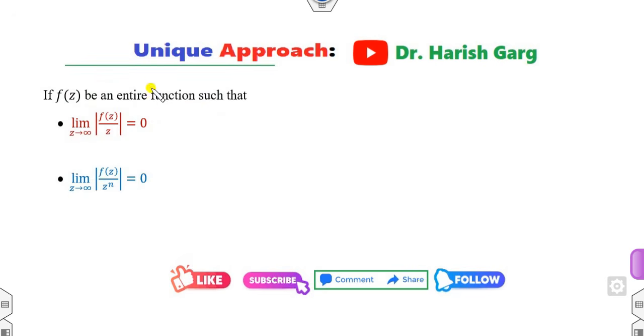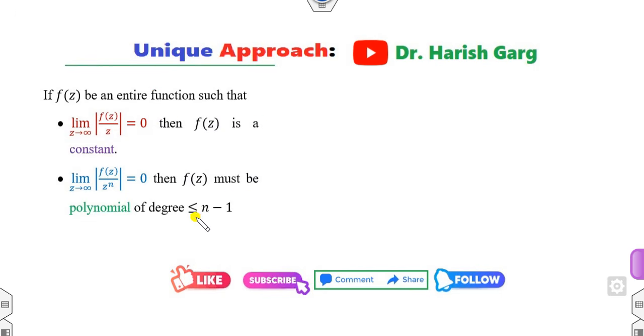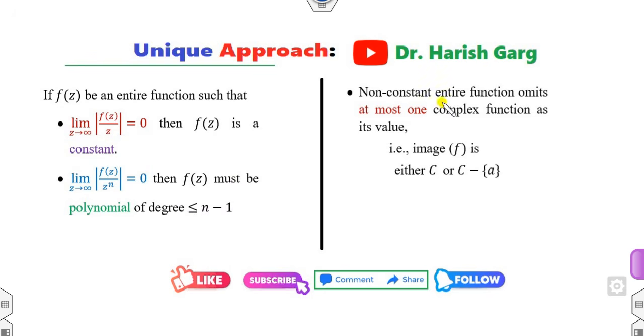Another important result is if you have an entire function f such that f of z divided by z or z raised to power n is bounded, then you can say the function is constant in the first case. In the other case, the function is a polynomial of degree less than or equal to n minus 1. Clearly in this case, what is n? n is 1. If you compare, then 1 minus 1 is 0. That's a constant function. And that point I already told you, if you have an entire function that omits at most one point, then its image is either C or C minus A.